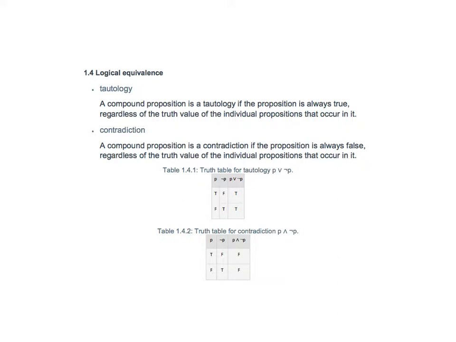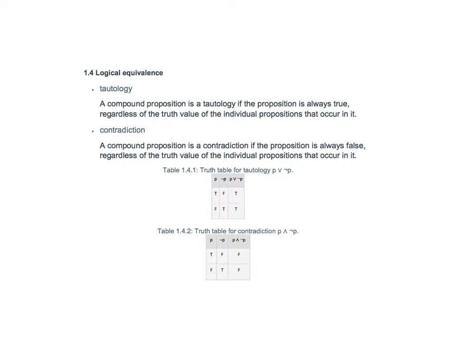So let's look at an example of a tautology and a contradiction and how their truth tables look. This is an example of a tautology, P or not P. As you see, no matter what the value of P is, the value of P or not P is always true. In the first row, when P is true, not P is false, and obviously the disjunction of a true and a false is true.